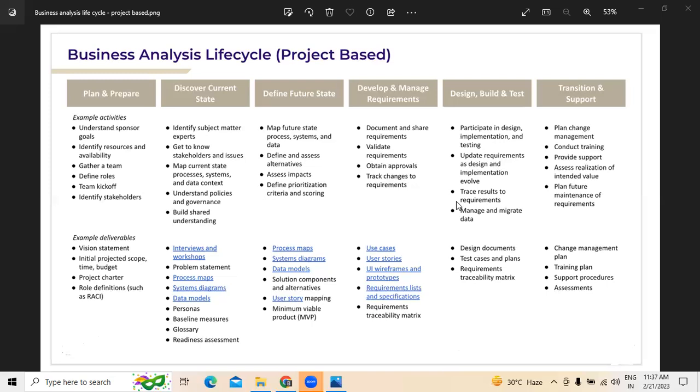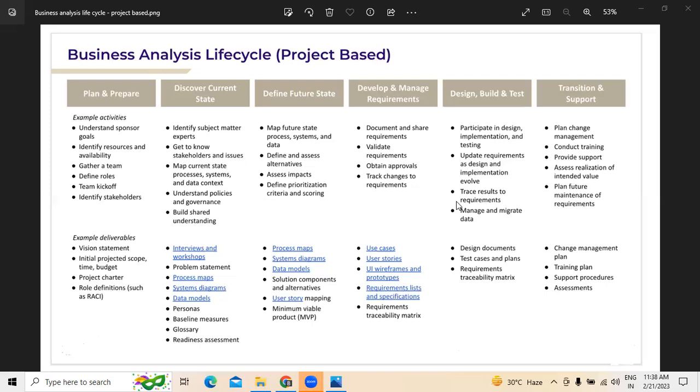Followed by current state understanding, we need to define the future state, wherein we need to map the future state of systems and processes, where we need to define the access as well as the alternatives, what is required here. At the same time, whenever you are trying to map the future state, we need to assess the impacts. What are the possible impacts we have, and how to minimize the risk?